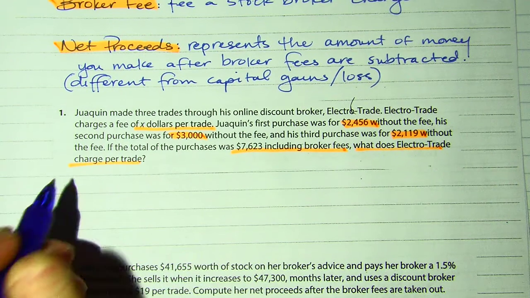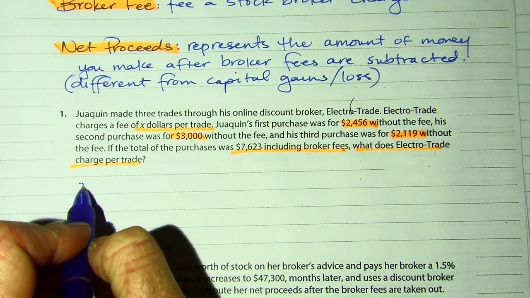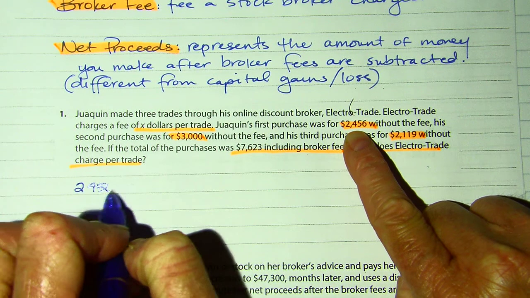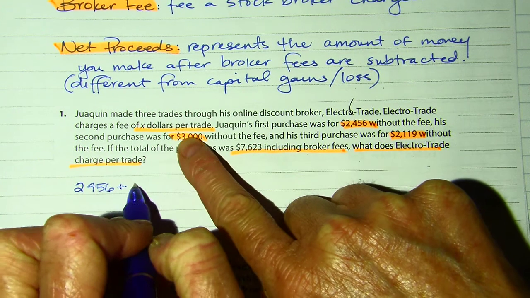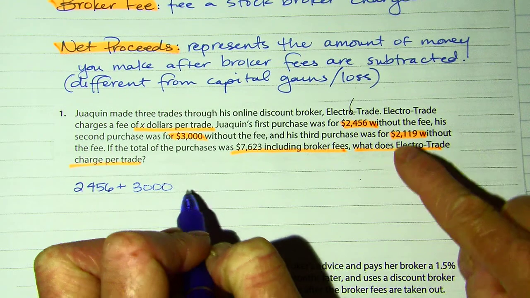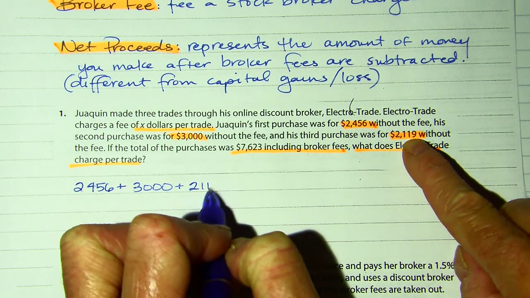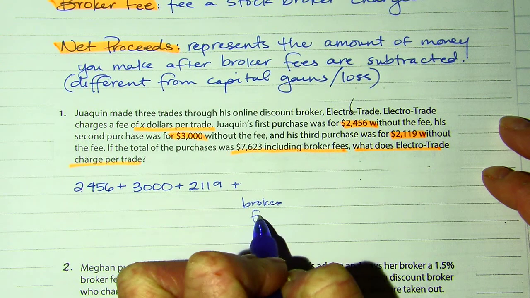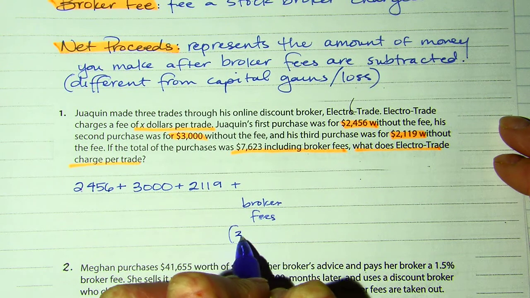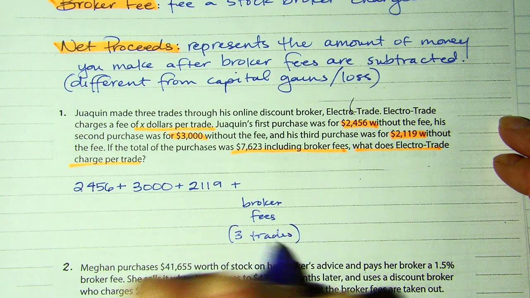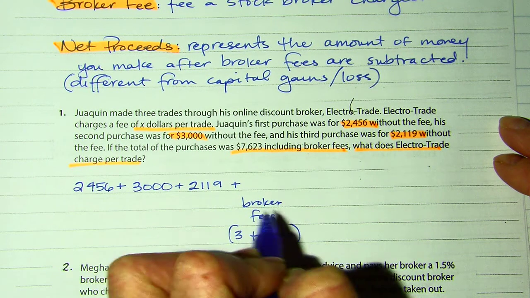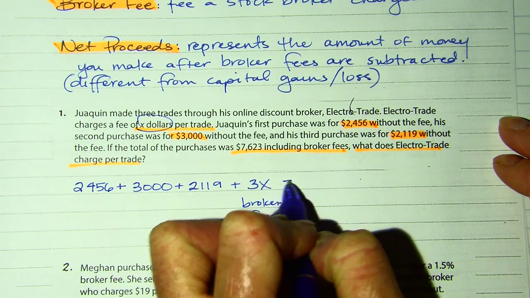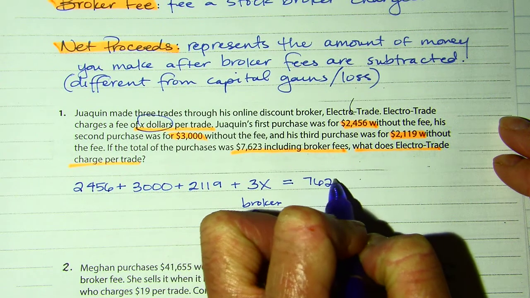Let's first start with the dollar amounts. He made his first purchase for $24.56, plus $3,000, plus $2,019, plus his broker fees. He made 3 trades, and it says X dollars. So because he made 3 trades, I'm going to put 3X dollars, and his total was $76.23.